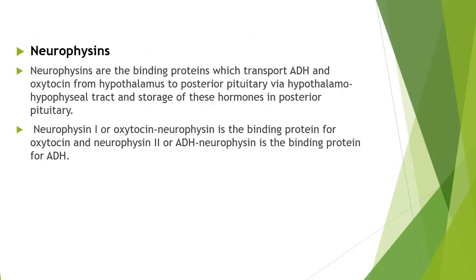Neurophysins. Neurophysins are the binding proteins which transport ADH and oxytocin from the hypothalamus to the posterior pituitary via the hypothalamo-hypophyseal tract, and also help in storage of these hormones in the posterior pituitary. Neurophysin 1 or oxytocin neurophysin is the binding protein for oxytocin, and neurophysin 2 or ADH neurophysin is the binding protein for ADH.